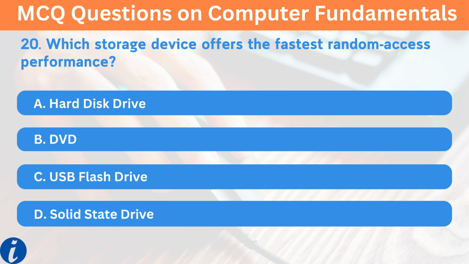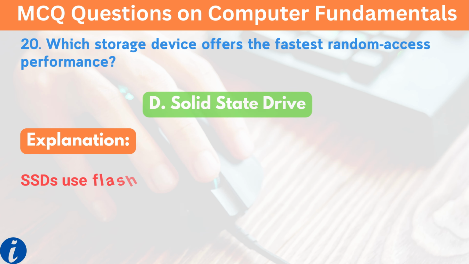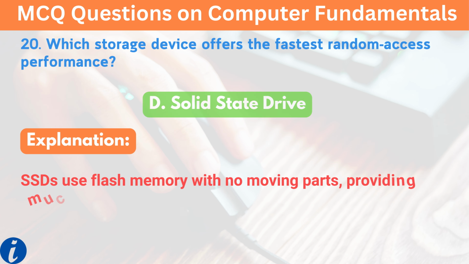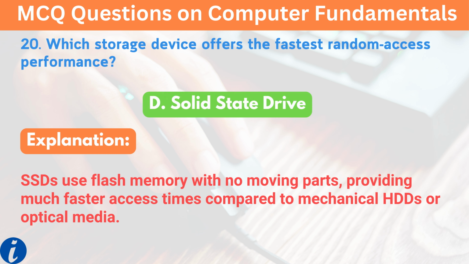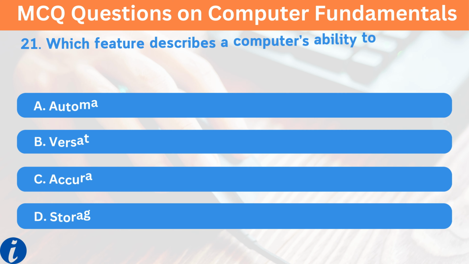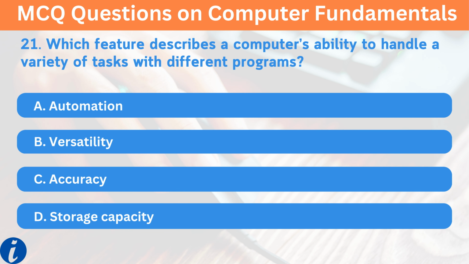20. Which storage device offers the fastest random access performance? A. Hard disk drive. B. DVD. C. USB flash drive. D. Solid-state drive. The correct answer is D. Solid-state drive. Explanation: SSDs use flash memory with no moving parts, providing much faster access times compared to mechanical HDDs or optical media.